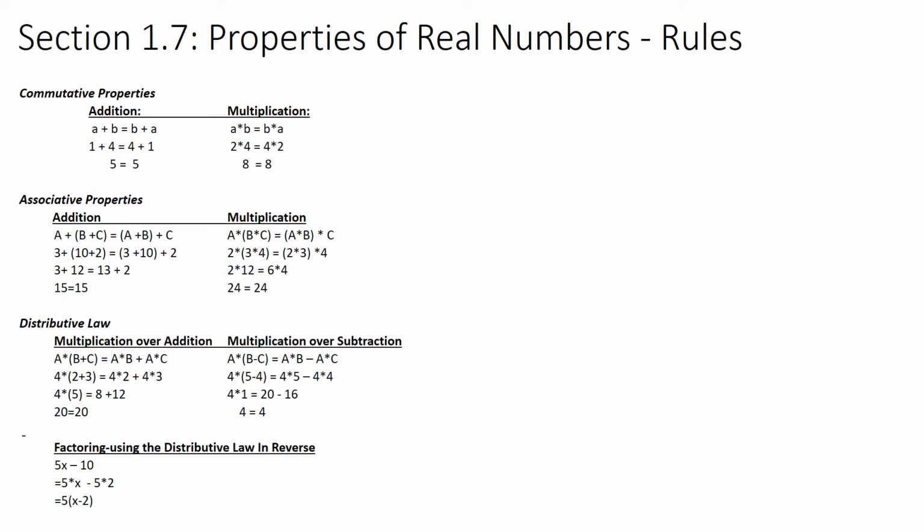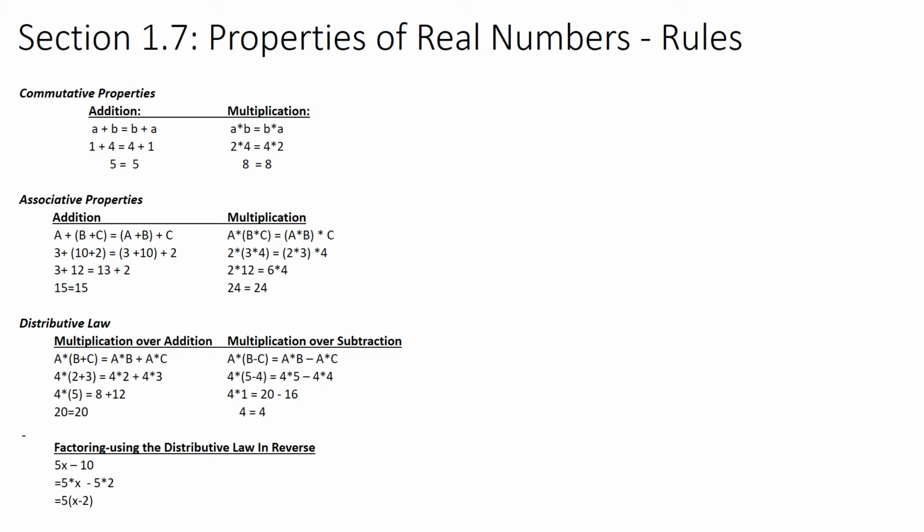Now, you've heard these terms before, but we're actually going to use some of them. The commutative property is a plus b equals b plus a, and for multiplication, a times b equals b times a. The associative property is a plus the components of b and c equals the components of a plus b, plus c. So for multiplication, a times the components of b and c equals the components of a times b, times c.